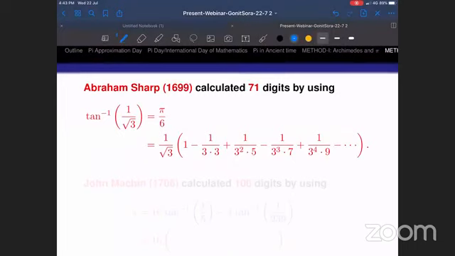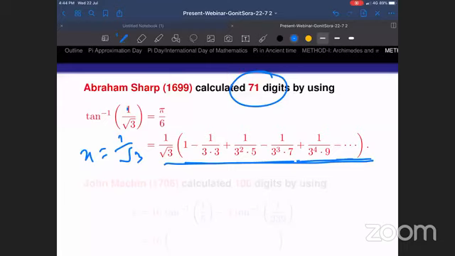Okay. Then using those Gregory and Madhava series, Abraham Sharp in 1699 calculated 71 digits of pi by taking the Gregory series. In the Gregory series, he took x equal to 1 over root 3, instead of x. All right. So when you take 1 over root 3, we know that tangent of pi by 6 is 1 over root 3. So arctan of 1 over root 3 is pi by 6. And you expand this by the Gregory series. So you get an infinite series. And this converges somewhat more rapidly than the original Leibniz series. Okay, so this was used by Abraham Sharp and he found 71 digits of pi.